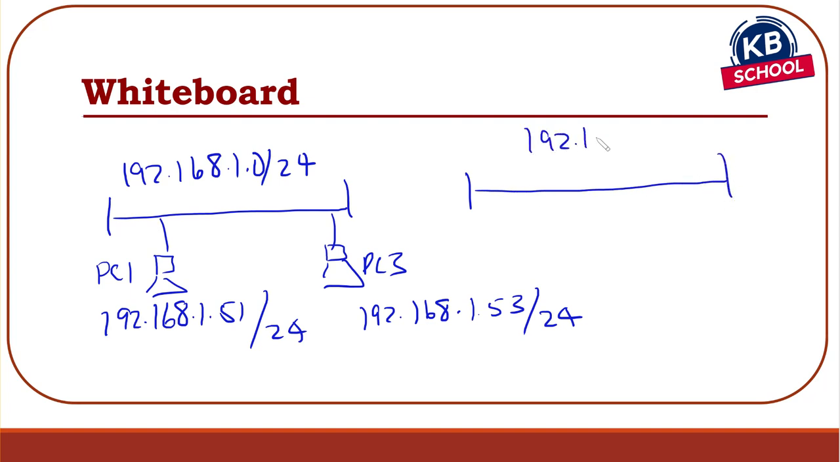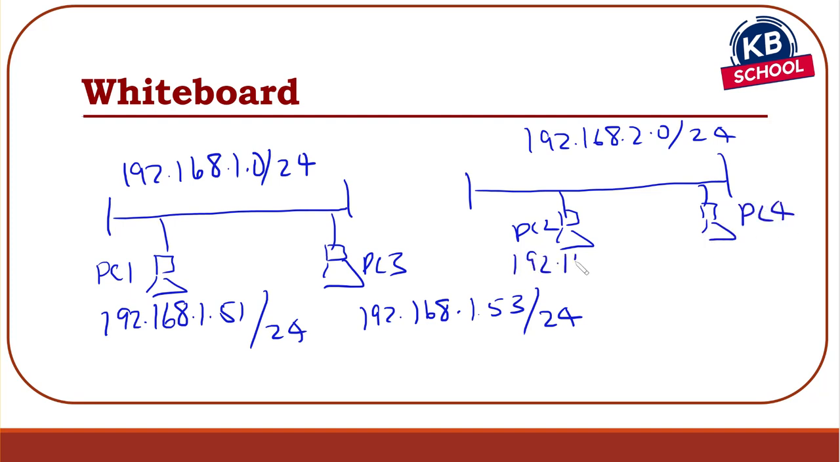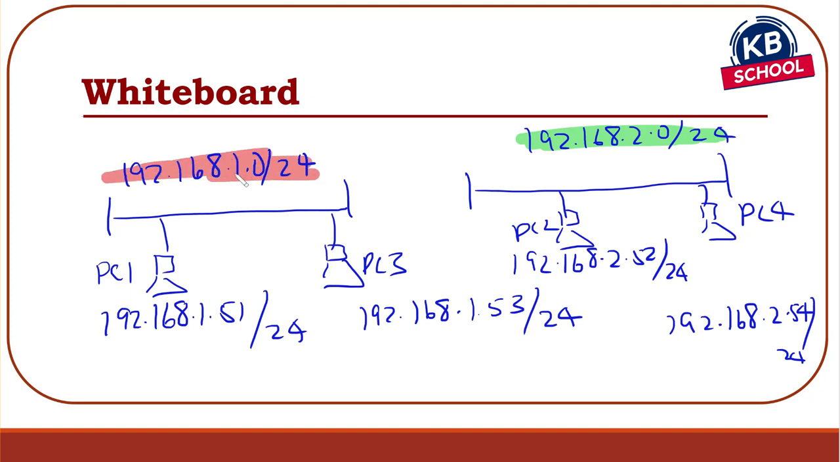And I have another VLAN over here. This is again a logical depiction of it, which also has two PCs in it, PC2 and PC4. PC2 is 192.168.2.52 and PC4 has an IP address of 192.168.2.54/24. So these guys are both on the same network, the green VLAN. One VLAN corresponds to one IP subnet in most cases. So this is what it looks like right now.